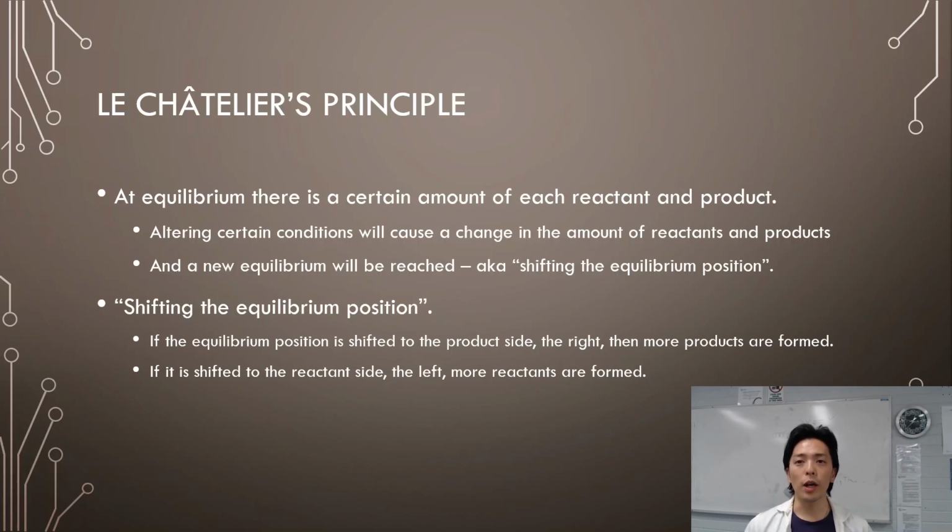He came up with this principle that at equilibrium, there is a certain amount of each product and reactant, and altering the conditions will cause a change in the amount of reactants and products. A new equilibrium will be reached, that is, shifting the equilibrium position.